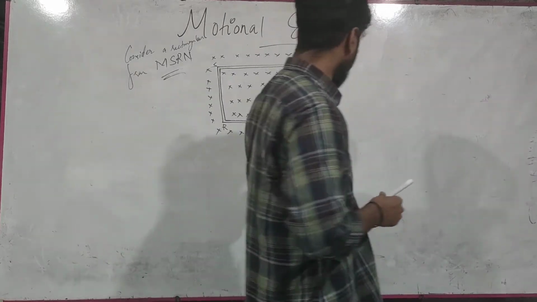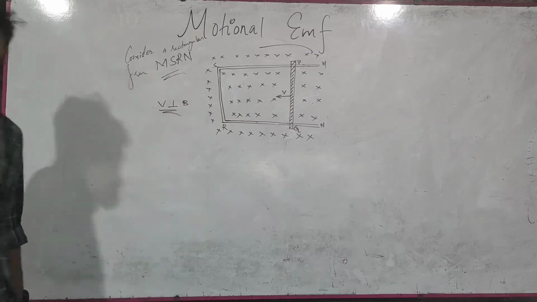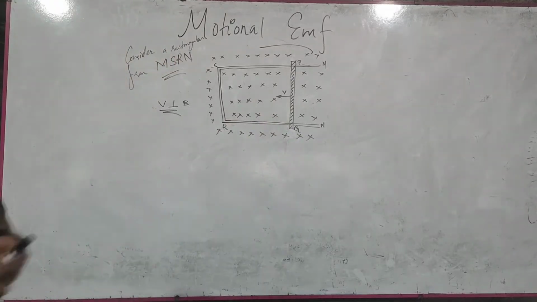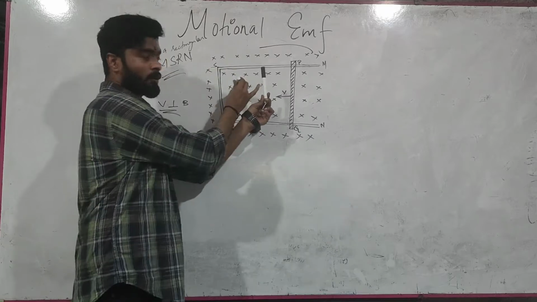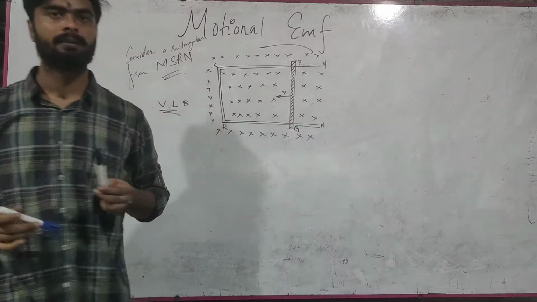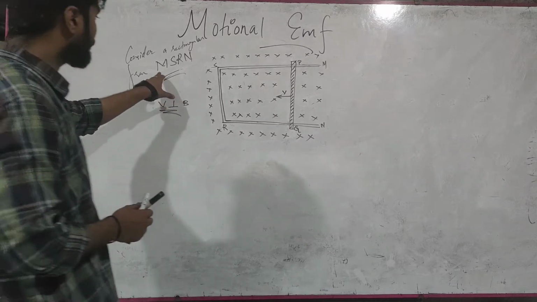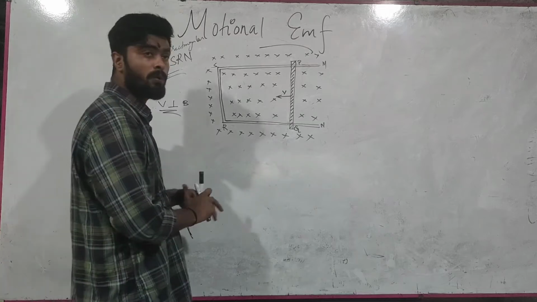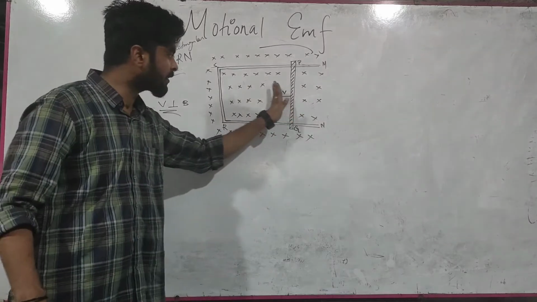So the velocity of that conductor is perpendicular to the magnetic field, right? The conductor is moving like this, and the magnetic field lines are going like this. So this conductor is moving perpendicular to the magnetic field. Is it clear? So here you have a perpendicular magnetic field going inside the rectangular frame MSRN. You have a conductor called PQ, which is going to move with a velocity V towards the left of the frame.